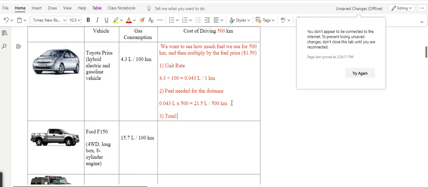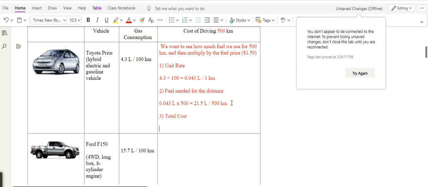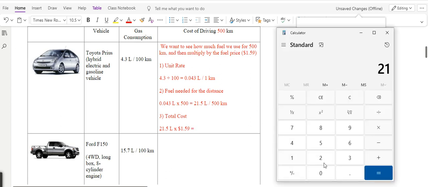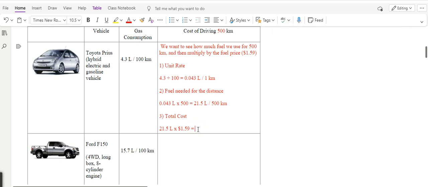And the total cost, what's this going to be? Well, it's going to be our 21.5 liters multiplied by the 159 that we had from the start. And so if we take our 21.5, multiply it by 159, we'll round this off to 2 decimal places because we're talking about money. So this is going to be $34.19.